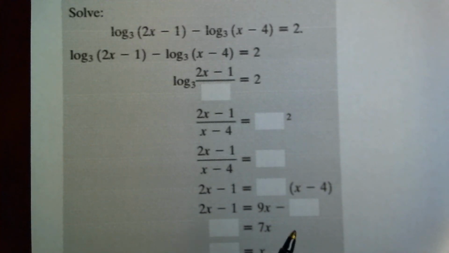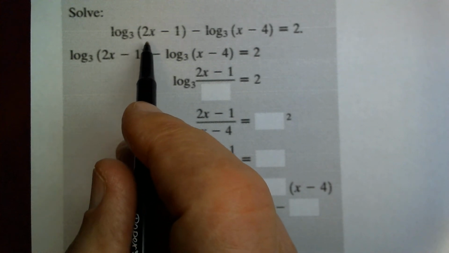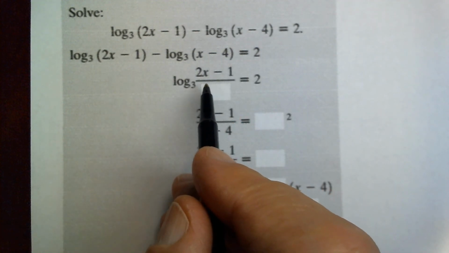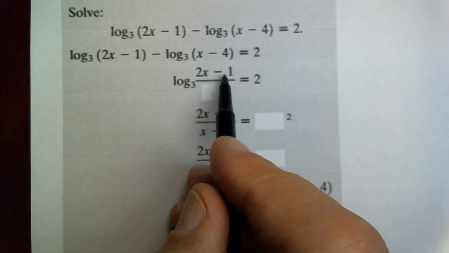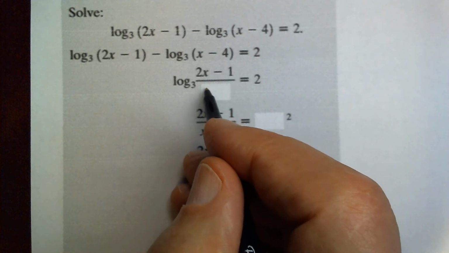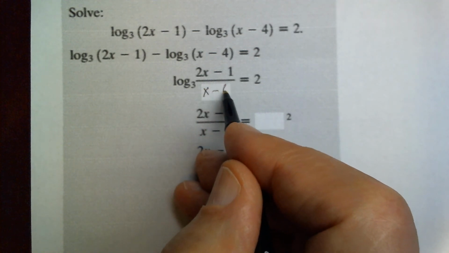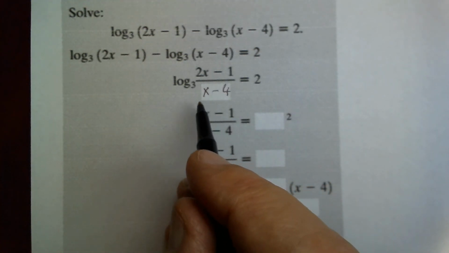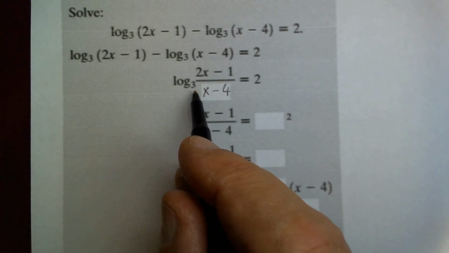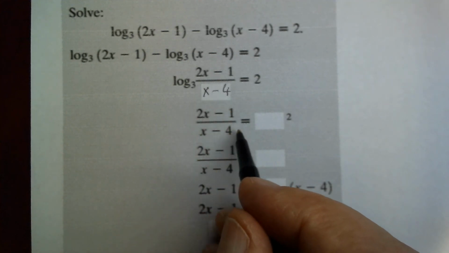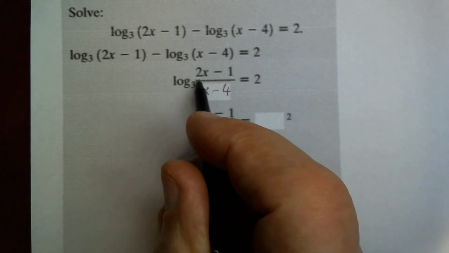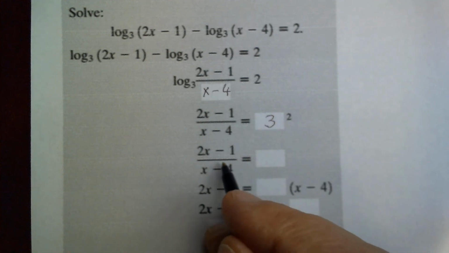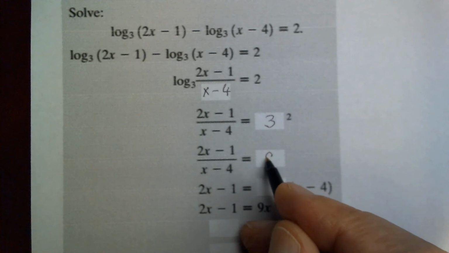Next, we have a guided solution in a similar way. Log base 3 of 2x minus 1 minus log base 3 of x minus 4 equals 2. So that means the log base 3 of 2x minus 1 divided by x minus 4 equals 2. Now we go to the basic definition. We write this as 2x minus 1 divided by x minus 4 equals 3 to the second power, or 9.